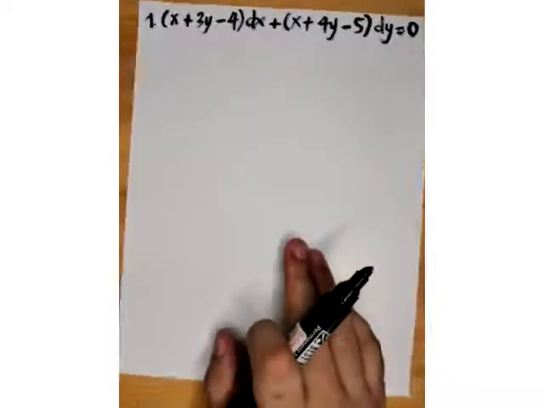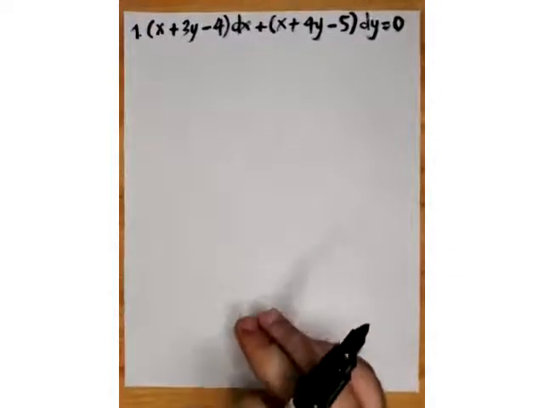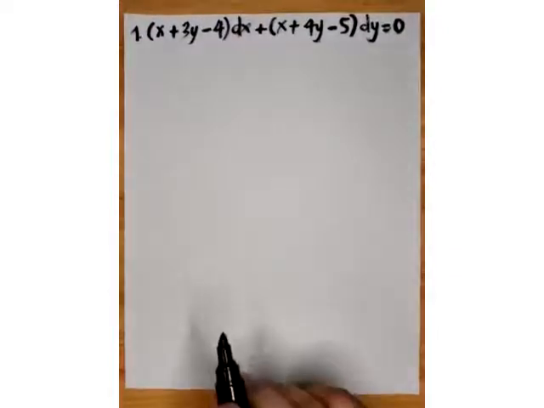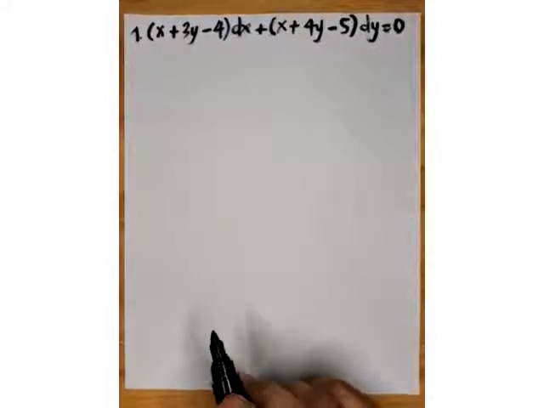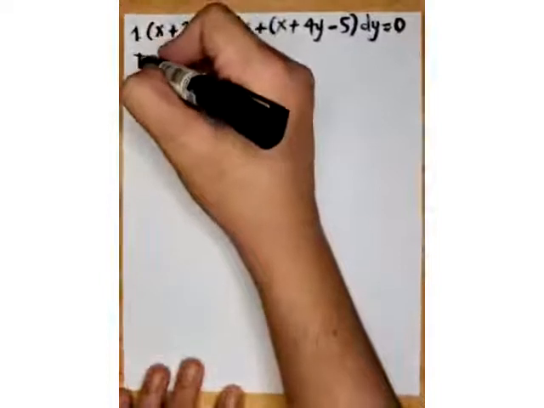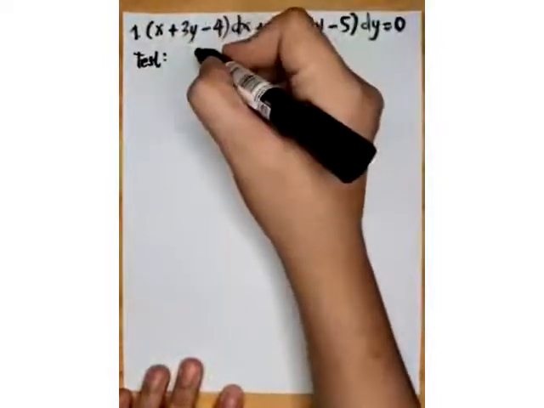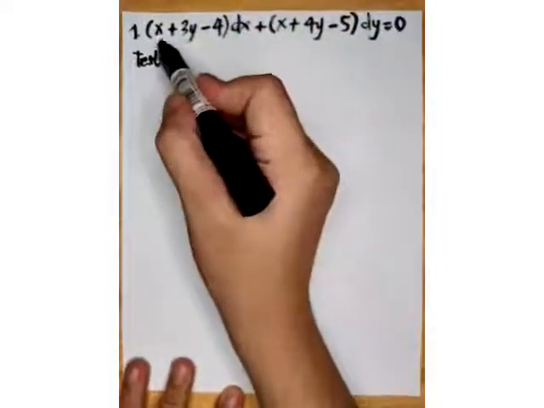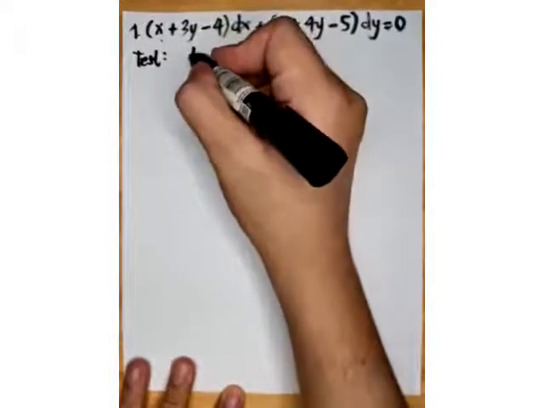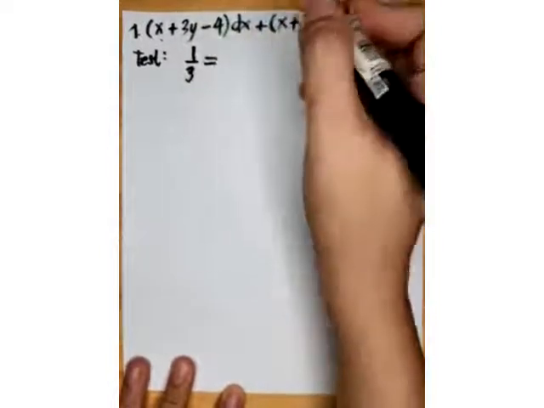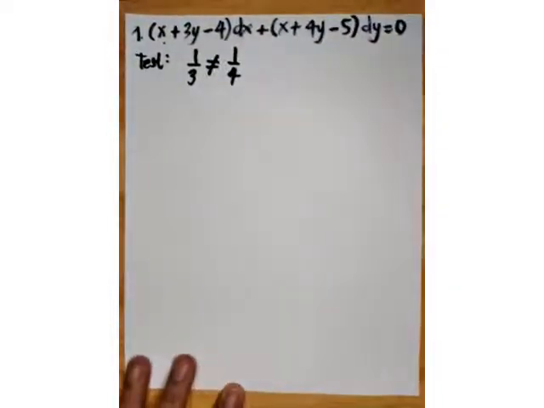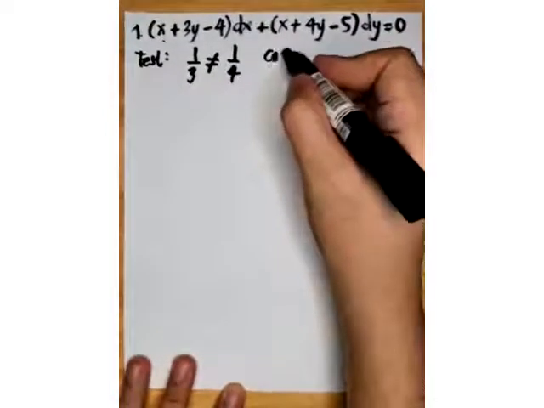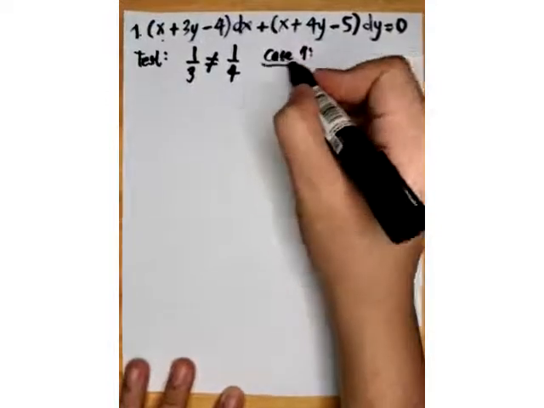Okay, so we're given this equation: (3x + 3y - 4) dx + (x + 4y - 5) dy = 0. Now, first we need to test kung anong case siya. So, kunin yung ratio ng a, b. So, that is 1 over 3. Is that equal to 1 over 4? Okay, so therefore, they're not equal. So, that means it's under case 1.